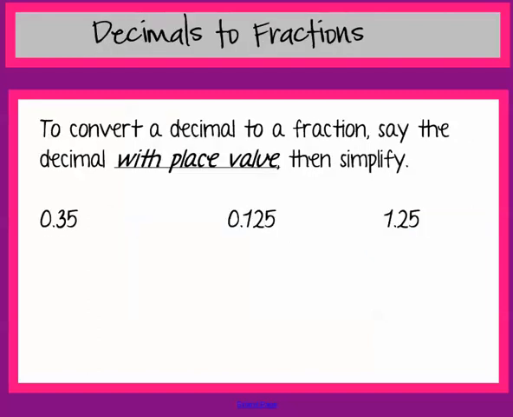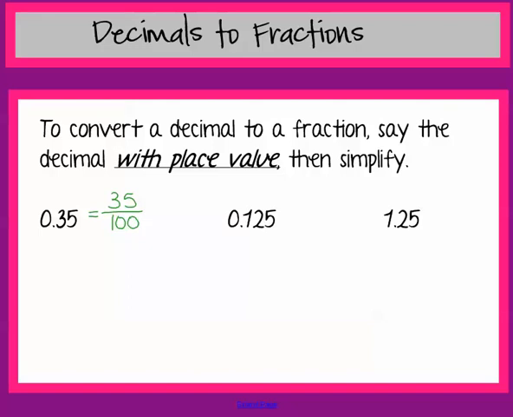Let's take a look at converting decimals to fractions. We're going to use that same idea of reading the decimal with place value. And if you do that, you actually make the conversion as you speak it. So let's take a look at the first one. We have 35 hundredths. Think about that, 35 hundredths. That's 35 over 100. You just made the conversion to a fraction.